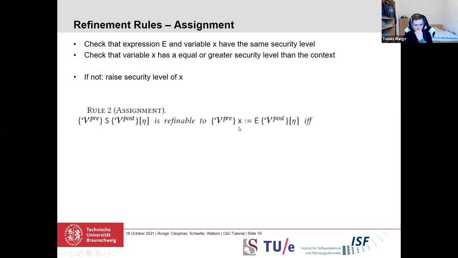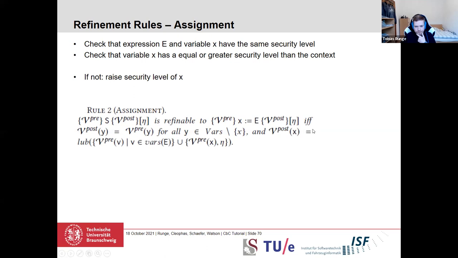So when we now refine S to an assignment where we say, okay, X is equal to some expression E, this is allowed when there are two things. First of all, variables Y that are not X should stay the same. So the security level before and after executing statement S should be the same, but for element X, we have an update. For element X, we need a least upper bound. So we need a security level that is higher, but not too high. We don't want to raise, for example, everything to top secret or a super cosmic top secret. We want to find one security level that is high enough to not have any leaks. And this is what would be used by the least upper bound operation.